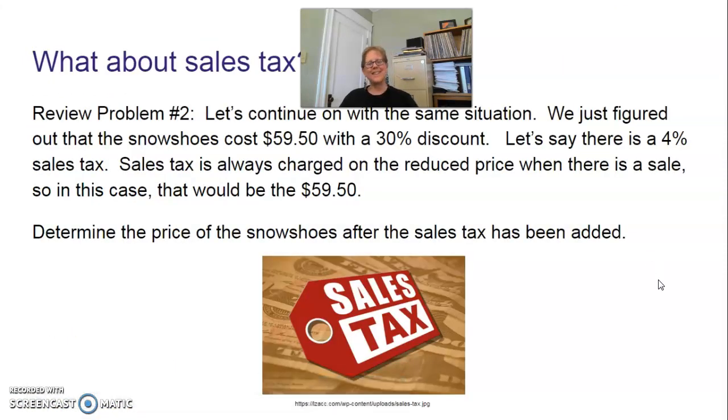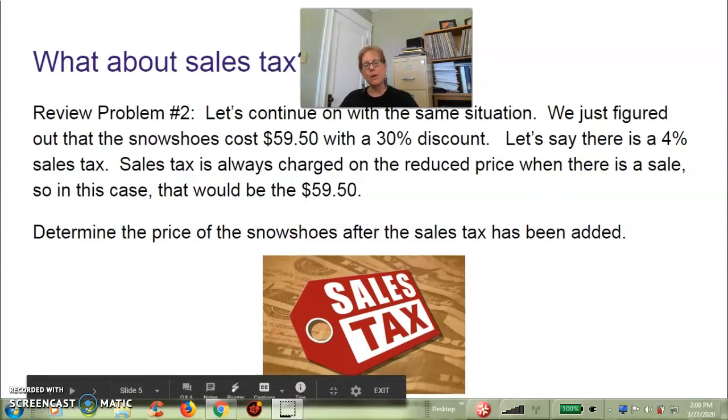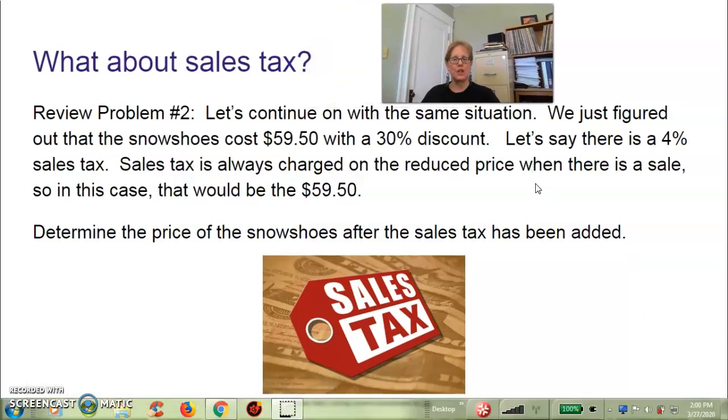All right, let's go on. We're going to actually continue. We're going to add a little bit to the problem we just did. So we just figured out Jenna's paying $59.50 for her snowshoes. Let's say there's a 4% sales tax. That's kind of low in terms of sales tax, but for the sake of practicing, let's say it's 4%, right?